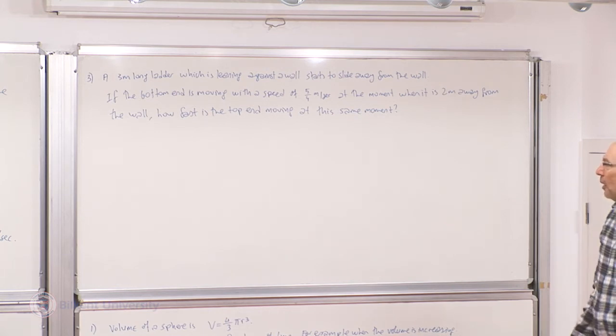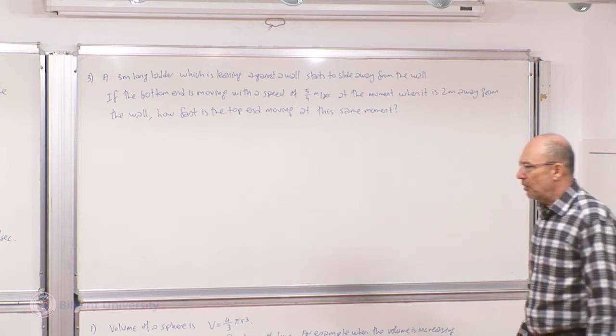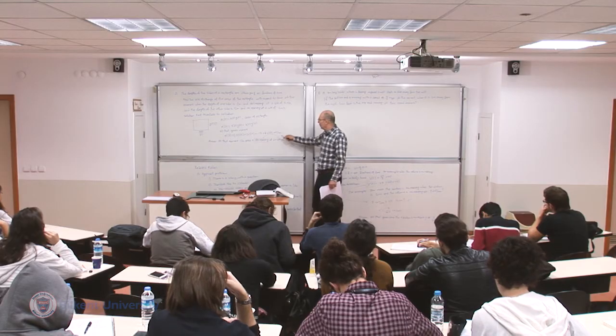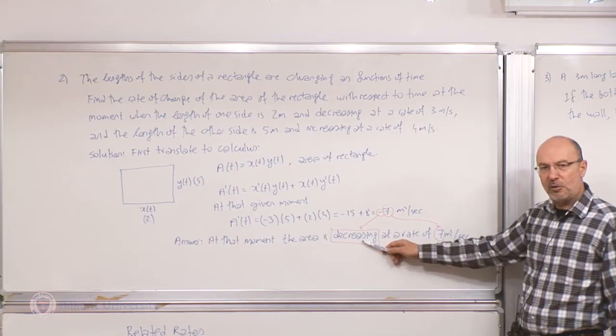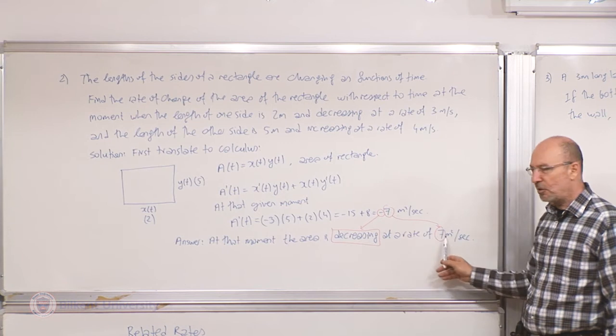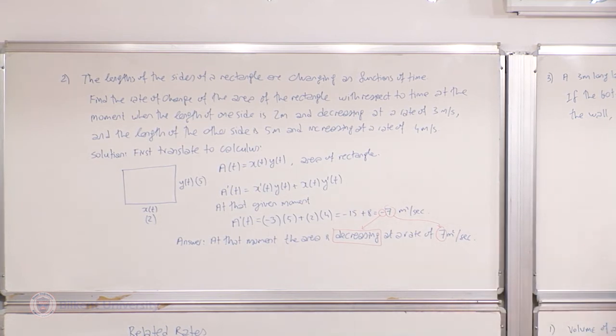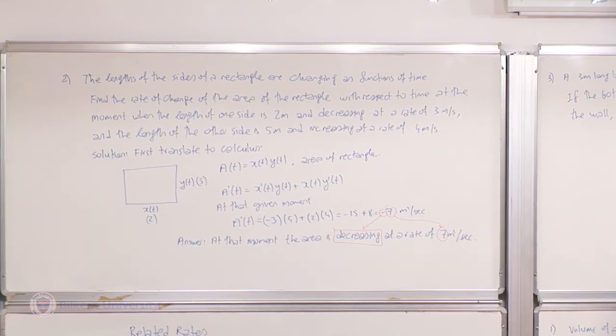Since it will be the rate of change of the height of the top end, in the calculus problem we expect to find a negative number. In the answer, that negative number will translate to the top end moving down at this rate. So these are our expectations before we start the solution.